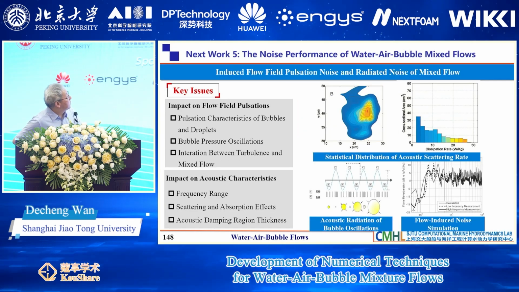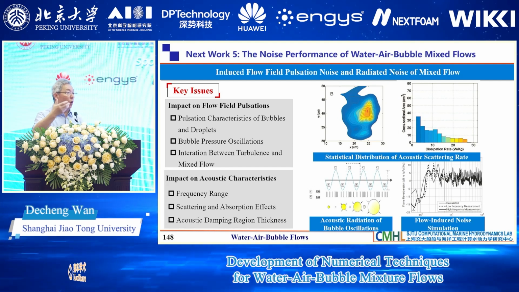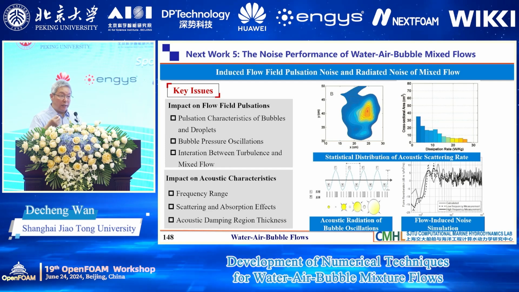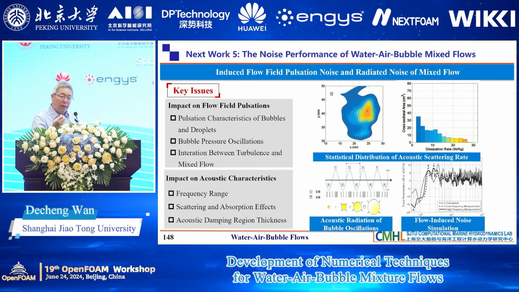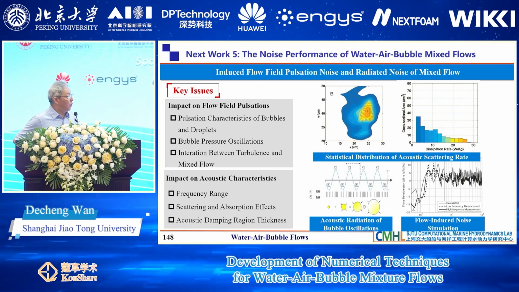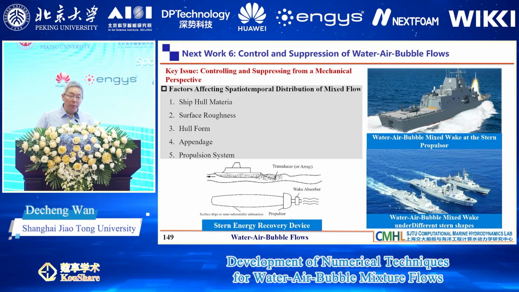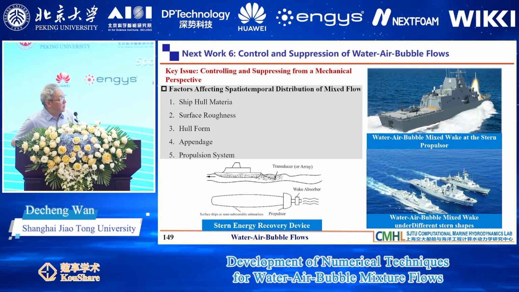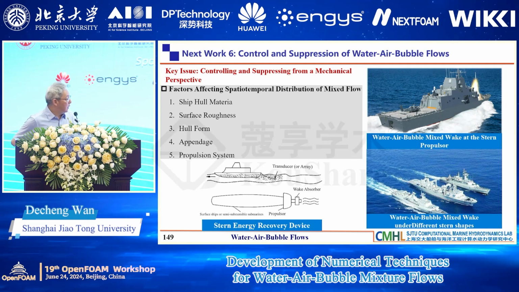The next page. And also important, as I said, the flow became unstable, right? So there's more oscillation. So the noise became very important in the future. So we should predict the noise coming from the unstable flows. Next page. So this is so important, right? So how to control, how to suppress these phenomena. I think this is also pretty important in the future.